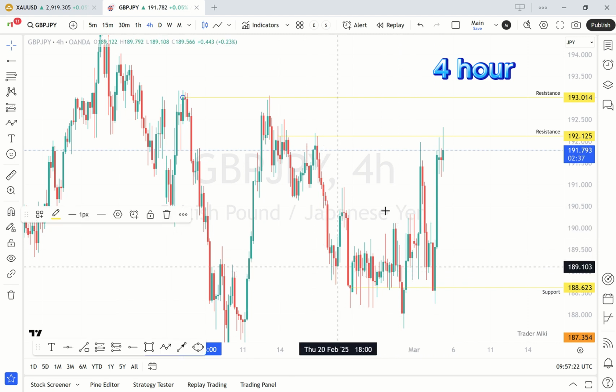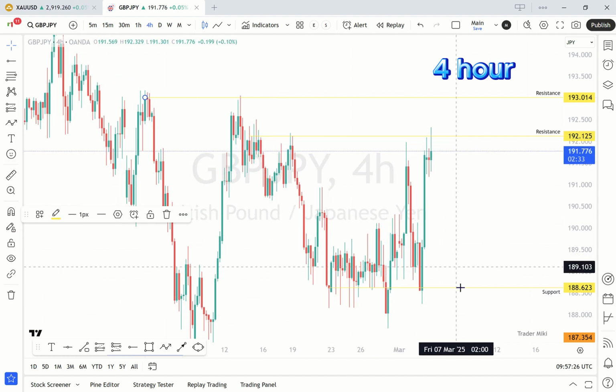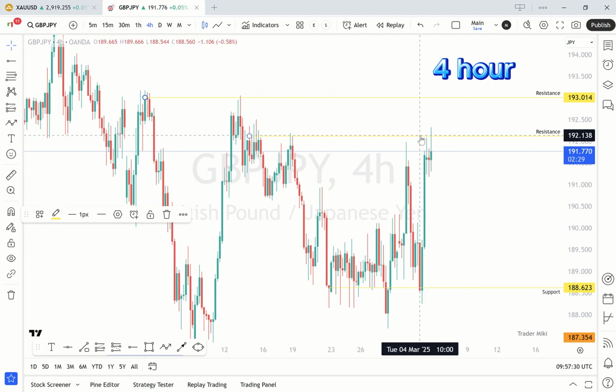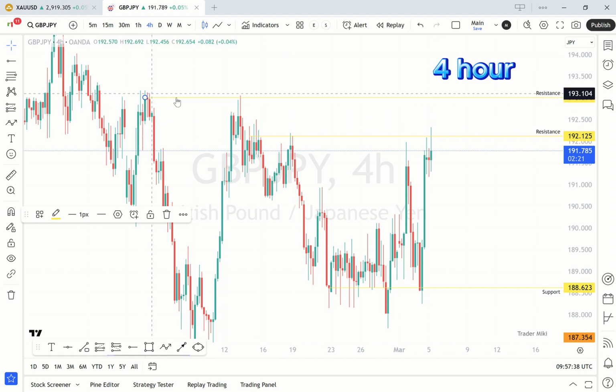If this resistance holds right here, then I'm looking for sells back down to the last support here. If price closes above the resistance, then I want to see what price does up into the next one. But bear in mind, we've got wicks, we've got another minor resistance here, but this is a level that's had the most taps, even going across.